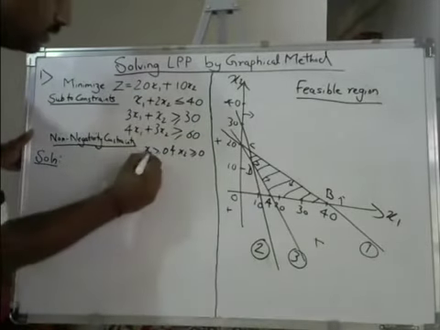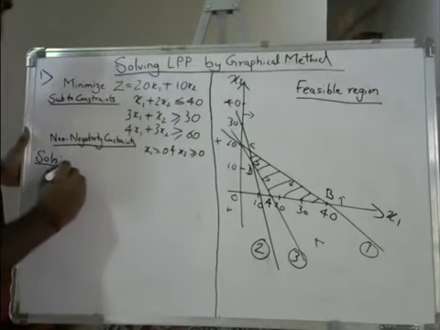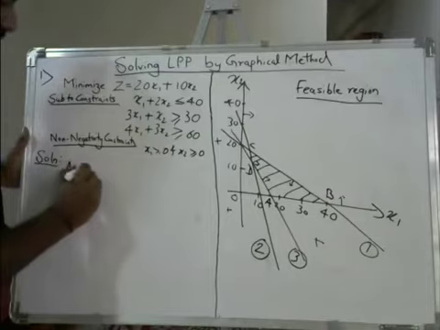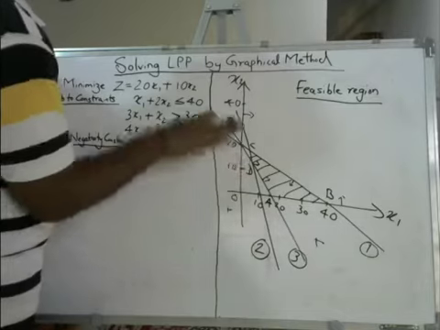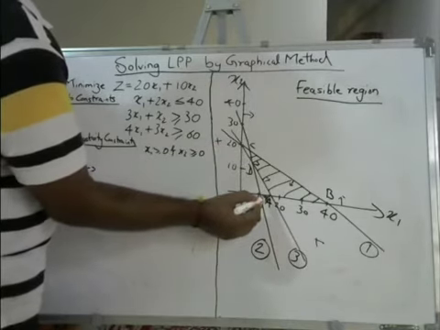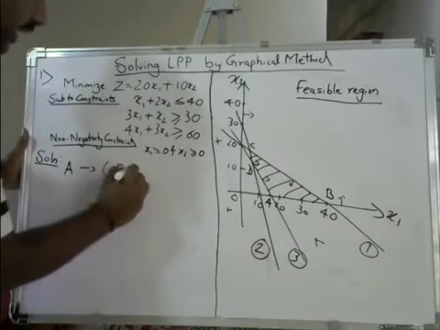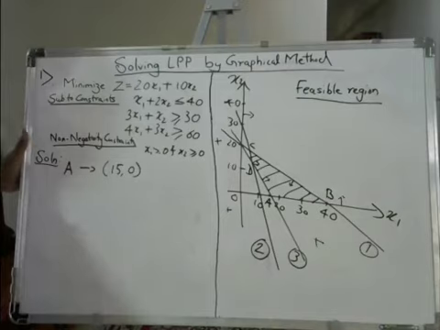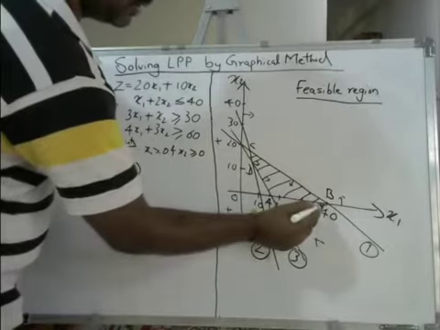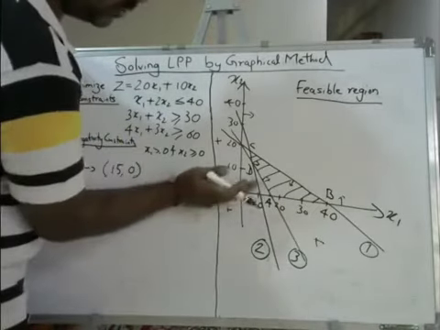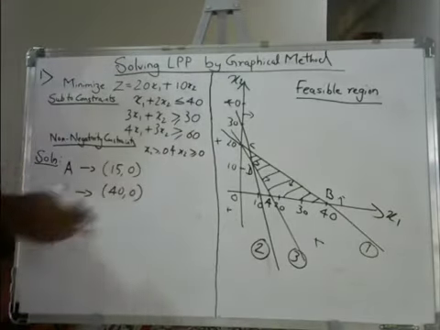Okay. So the coordinates for A is, X1 is 0 here, X2 is 0 because it's on the line. X1 is 15. So the coordinates for A are 15, 0. Similarly, the coordinates for B is, here X2 is 0, X1 is 40. So it is 40 and 0 for B.